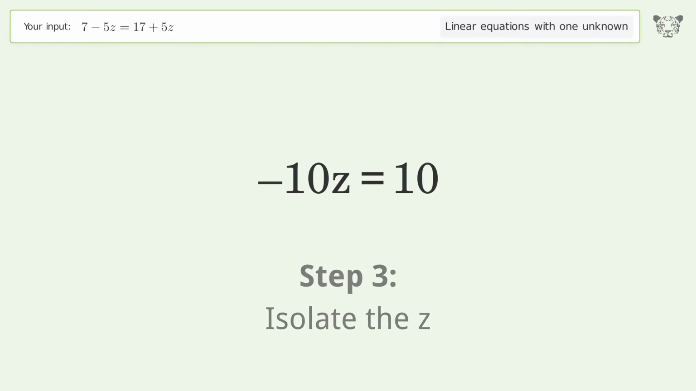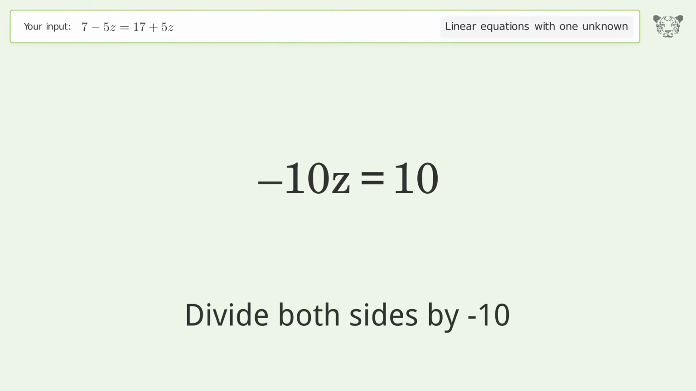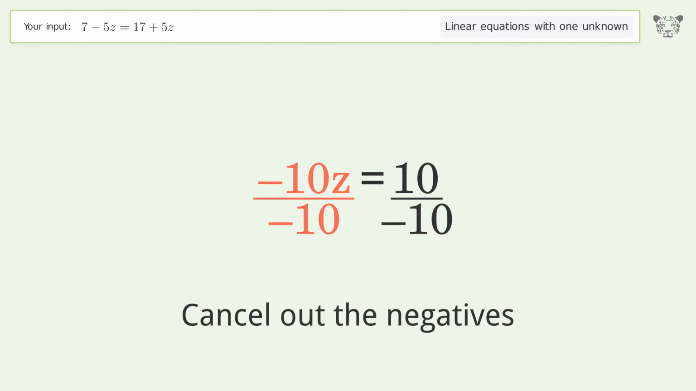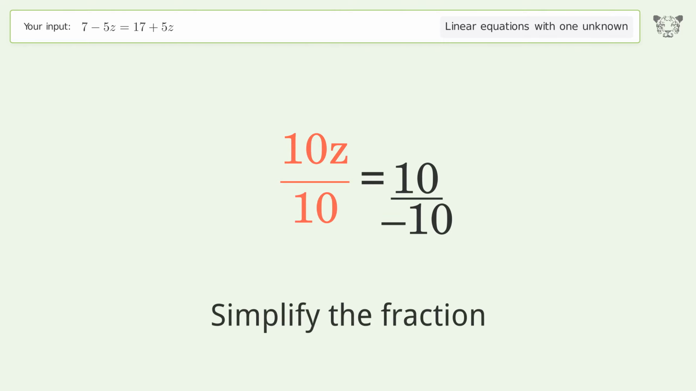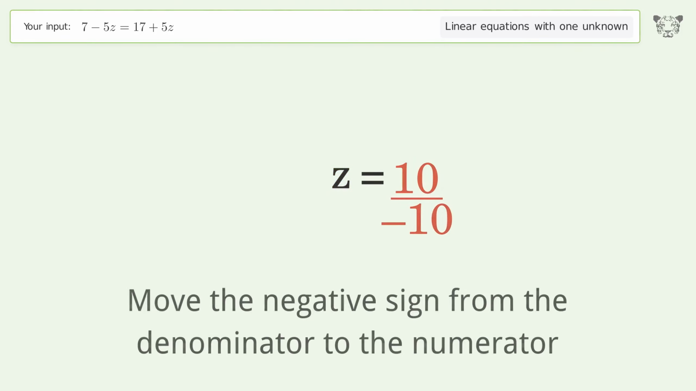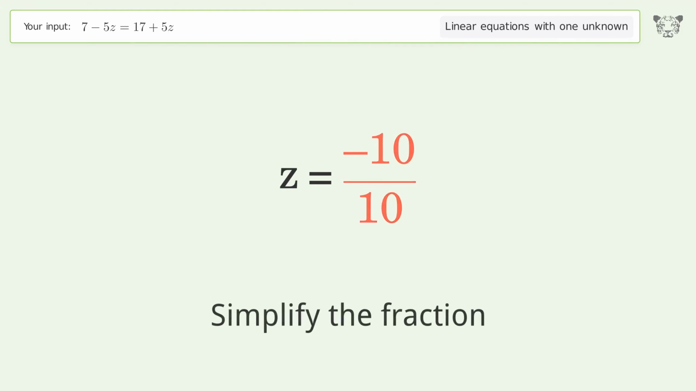Isolate the z. Divide both sides by -10. Cancel out the negatives. Simplify the fraction. Move the negative sign from the denominator to the numerator. Simplify the fraction.